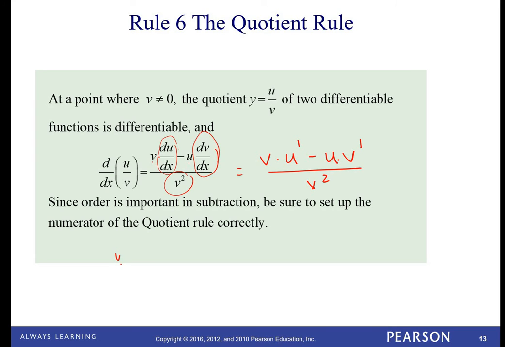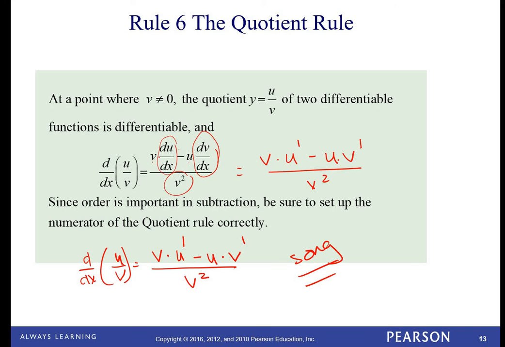We sometimes refer to this as low d high, so the bottom times the derivative of the top, minus high d low over the square of what's below. There's a little song that will help you remember this. Somebody remind me in class and I'll sing it to you, and we'll work on it together. So this again, our derivative rule for a quotient.